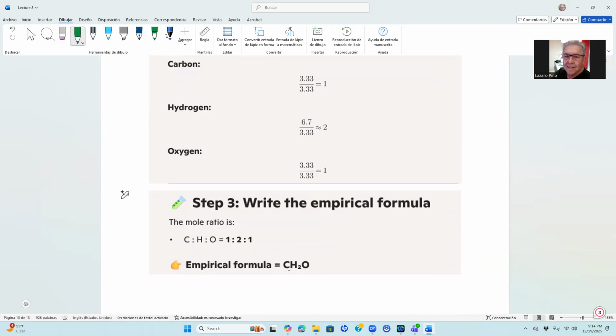Remember that you don't write the one here, never. But you know that there is 1 atom of carbon per 2 of hydrogen per 1 of oxygen. And this is the empirical formula.